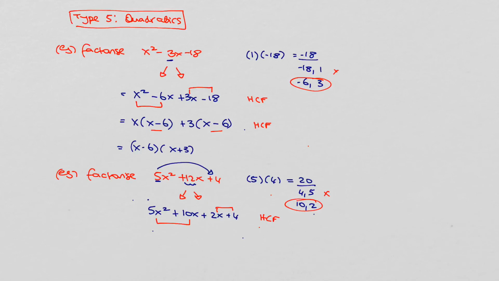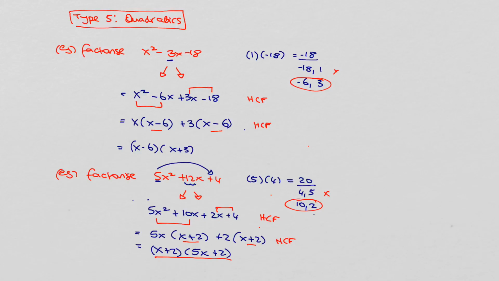My highest common factor between the first two is 5x, leaving me with x plus 2. 2 is my highest common factor between 2x plus 4, leaving me with x plus 2. And I now see that I have another highest common factor, which is x plus 2. If I take out x plus 2 as being common, that leaves me with 5x plus 2. So the factors of 5x squared plus 12x plus 4 are x plus 2 by 5x plus 2.